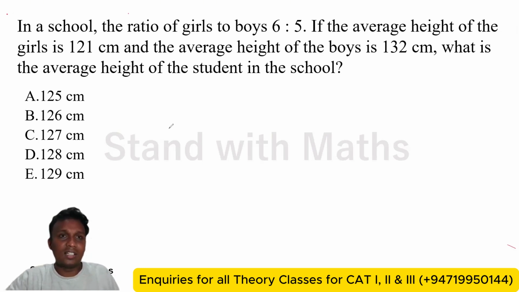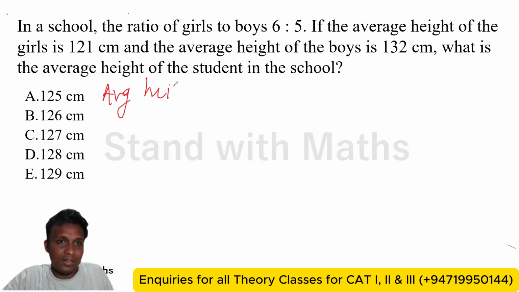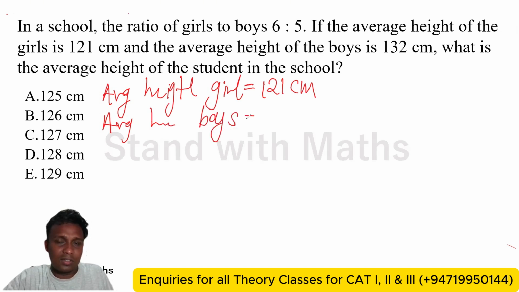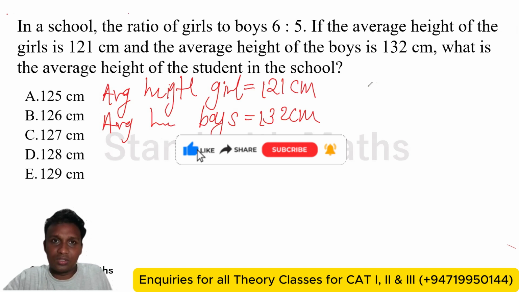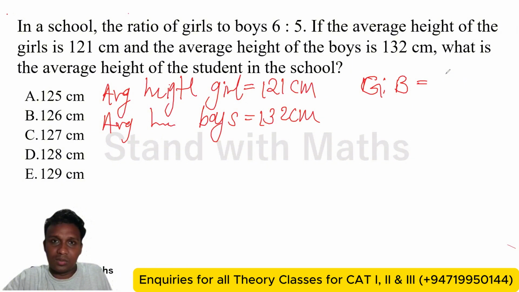Let's take the average height of the girls. They gave 128 centimeters. Again, the average height of the boys, they gave 132 centimeters. And the ratio of the girls and boys, we can write like this, is equal to 6:5.